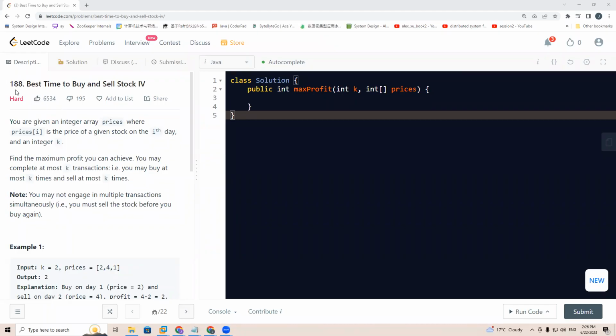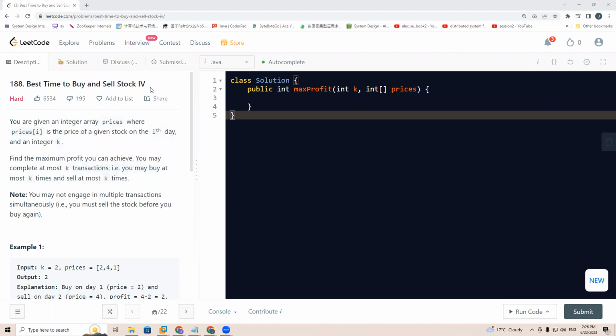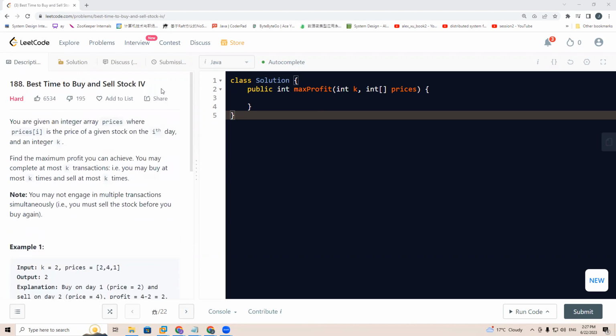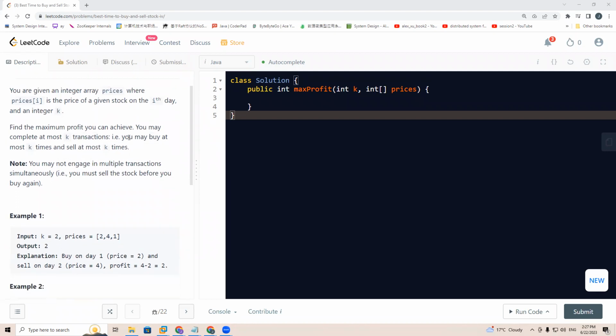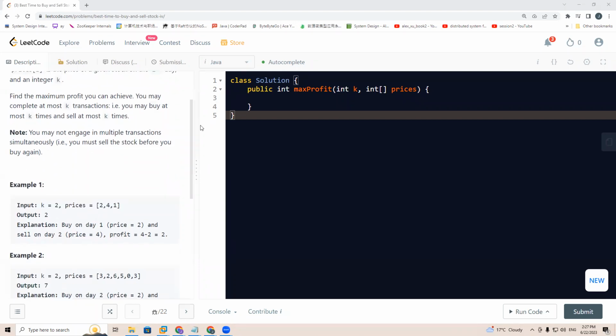Let's go slowly, code 188, the best time to buy and sell stock 4. I would prefer to do 4 first, then go back to 3. I'll tell the reason: 3 is a special case of 4, even though it has more to say. So let's begin to look at the question.